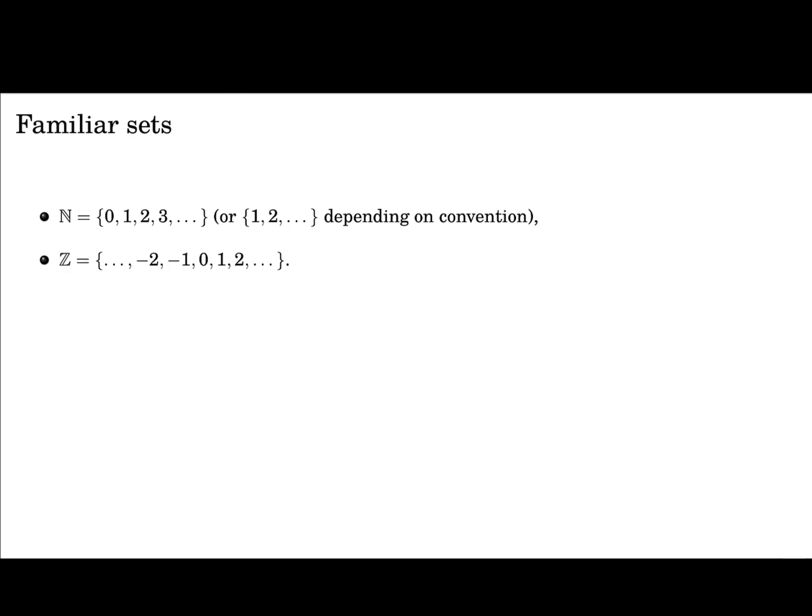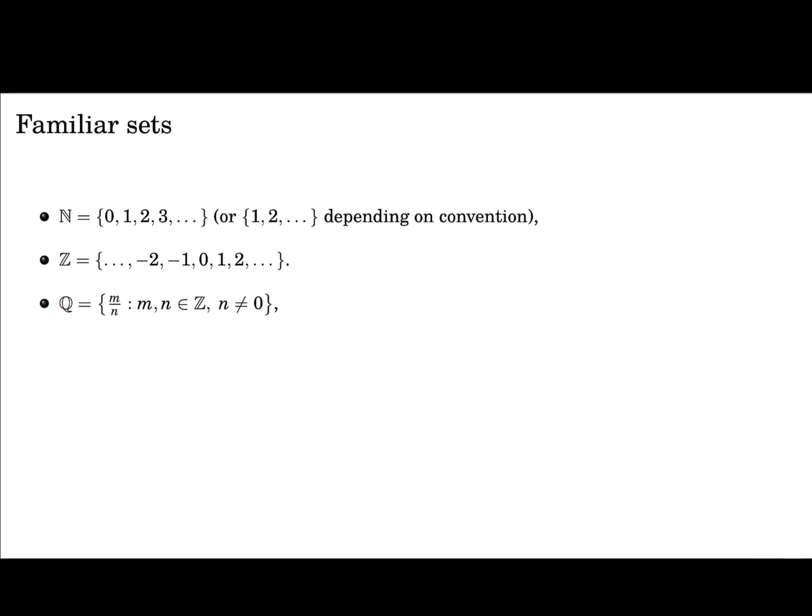Next, we have the integers. The integers are essentially the natural numbers with the 0 and their negatives. You have the positive integers, which are the ones that are larger than 0, the negative integers, smaller than 0, and 0 itself.